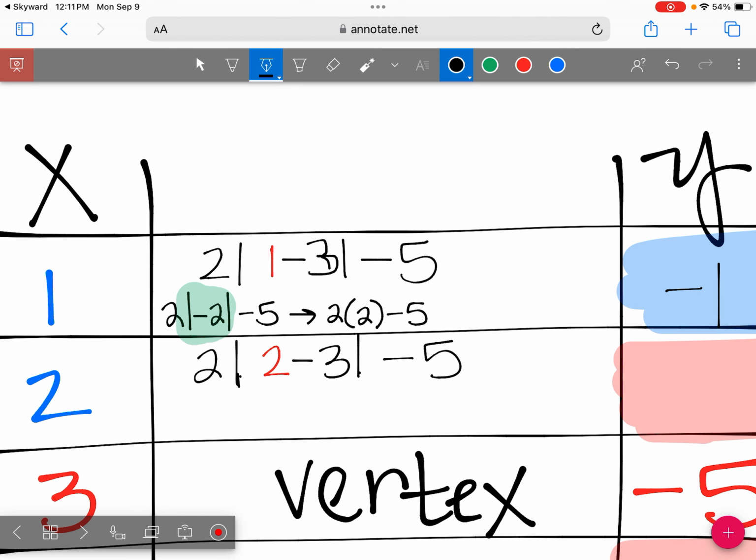Then we do the same thing for this next one. 2 minus 3 is -1, so we have 2 times the absolute value of -1 minus 5. The absolute value of -1 is +1. So 2 minus 5 is -3.